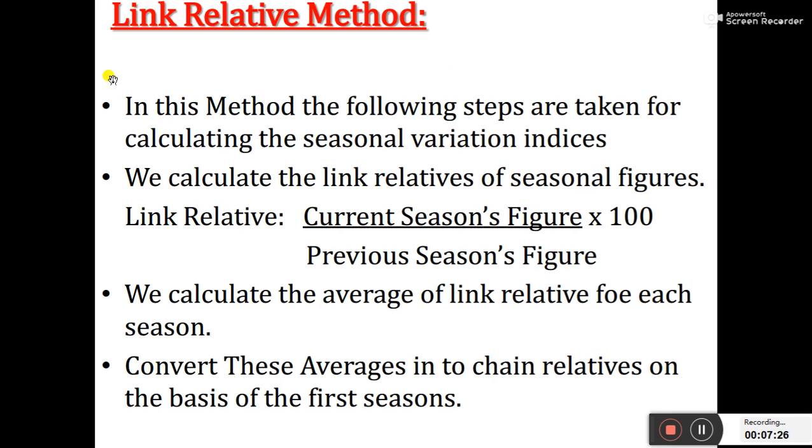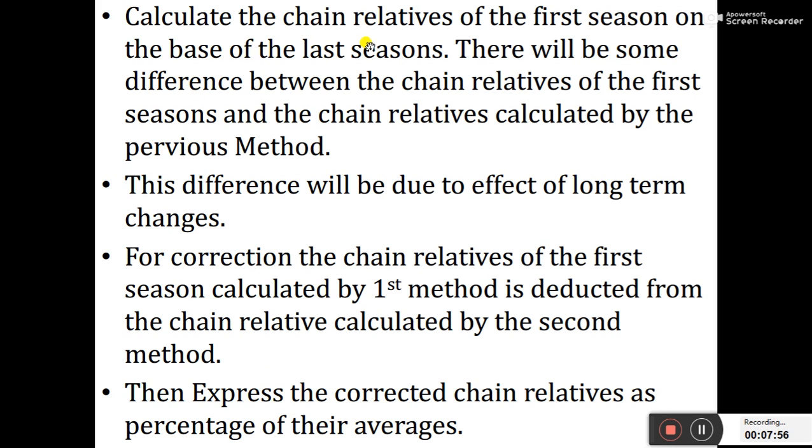So second one is linked relative method. In this method the following steps are taken for calculating seasonal variation indices. We calculate linked relatives of seasonal figures, like linked relative equals current season figure into 100 divided by previous season's figure. So that is linked relative, meaning there is a link between current and previous seasons. We calculate the average of linked relatives for each season. Then convert this average into chain relatives on the basis of the first season.